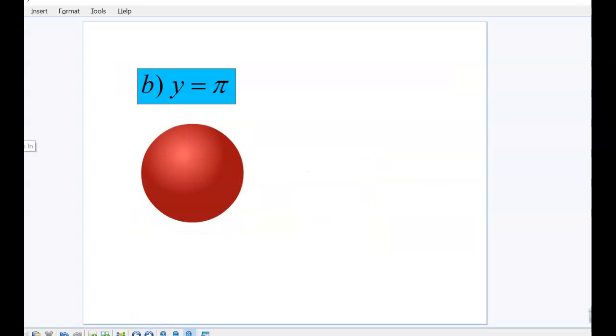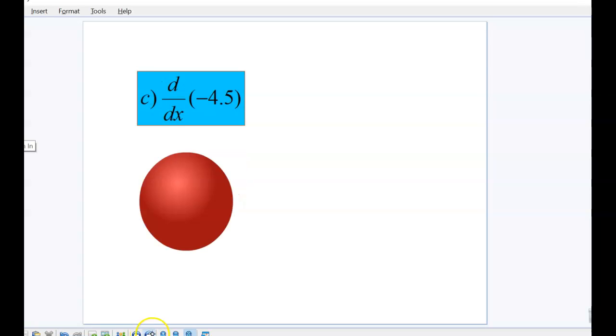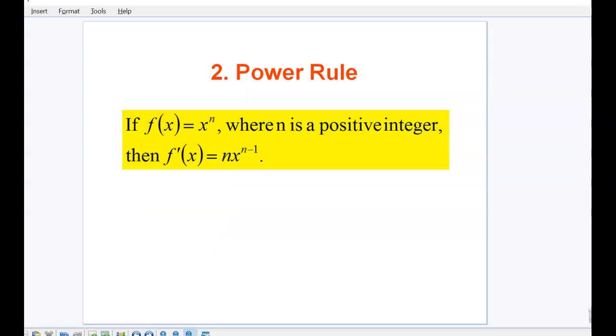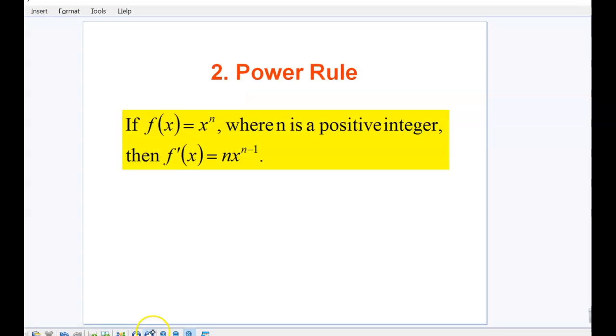The derivative of pi, same thing, is going to be 0 because pi is a constant. All right, the last example, again, I think you're catching the hang of it. The derivative of negative 4.5, whether it's positive, negative, really doesn't matter. It's a constant, so the derivative is 0.